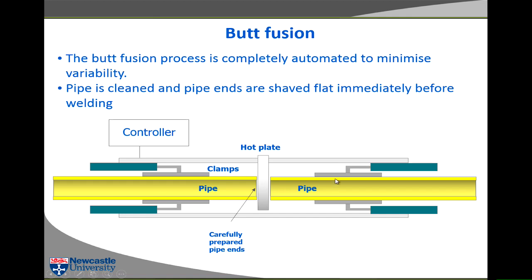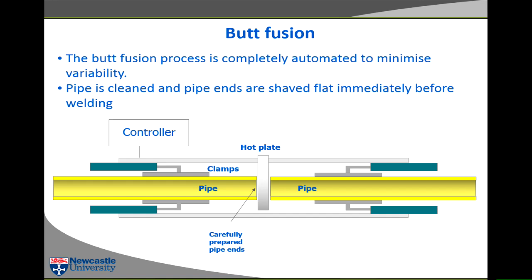So the two ends of the pipe are clamped here and here. And you have a hot plate which you can put between the two lengths of the pipe, and you have a controller, and everything is controlled by this controller. So the person doesn't do anything. All the person does is assemble the two lengths of the pipe, put them in the machine, and press the button. And then after that, the controller does everything.